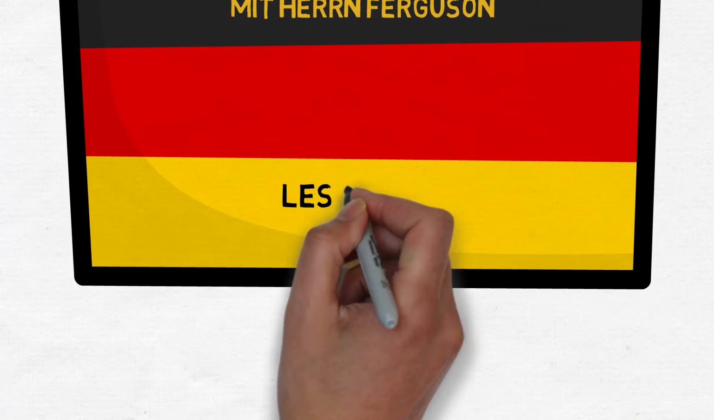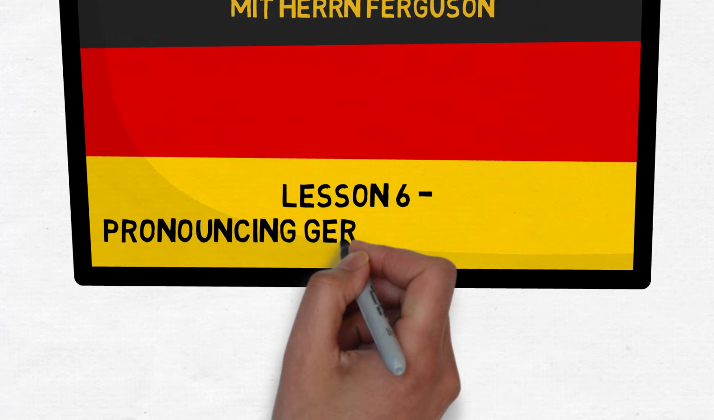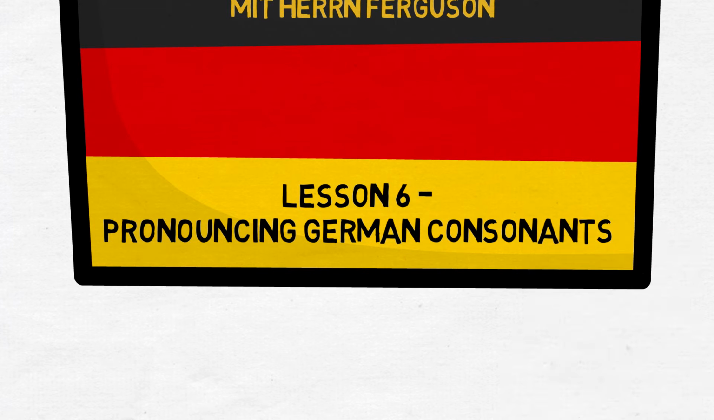Die 6. Stunde, the 6th lesson, ist wie man die deutschen Mitlaute ausspricht, pronouncing German consonants.